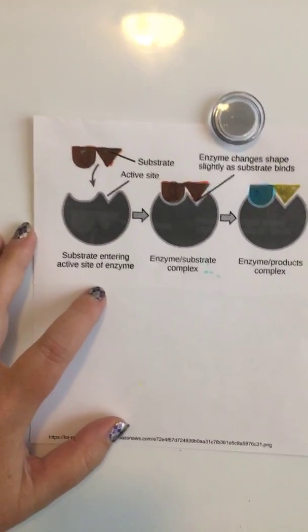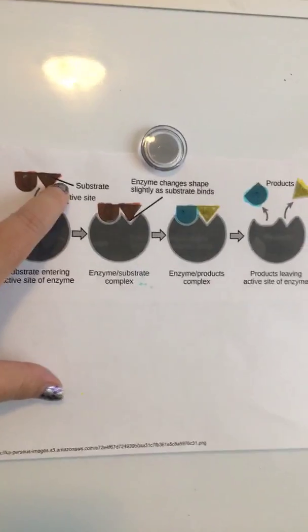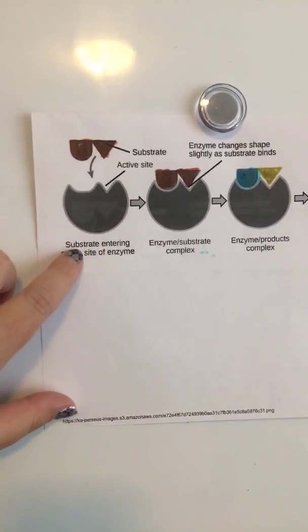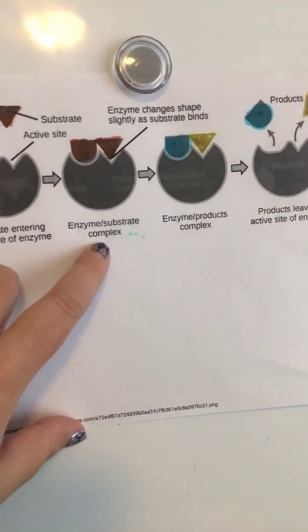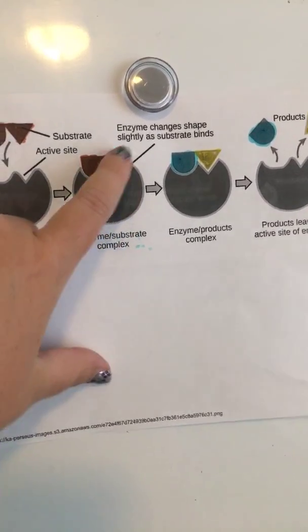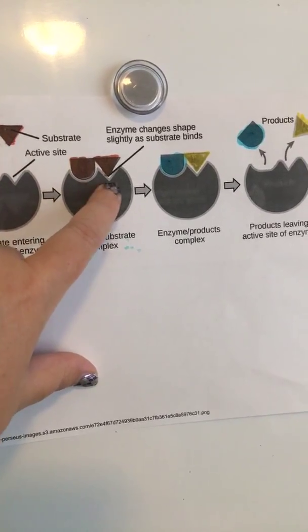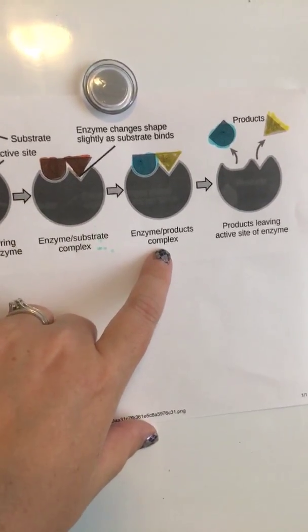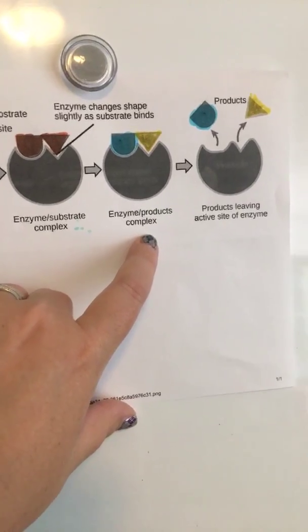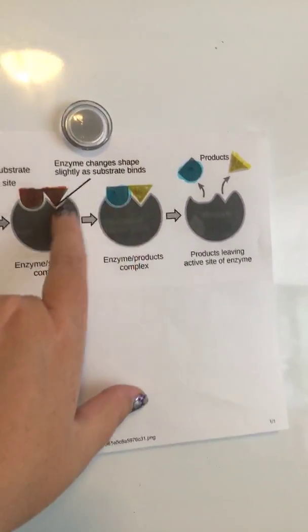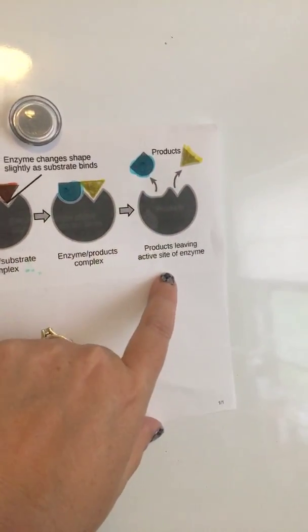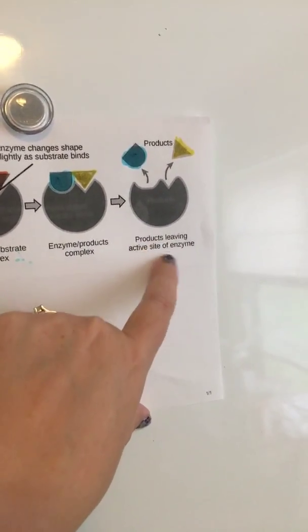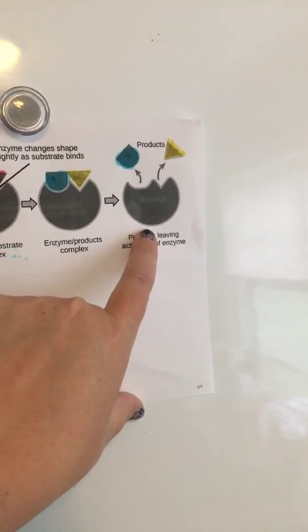Then another thing that you want to remember is what these things are called. You have your substrate and you have your active site. Then you have your substrate entering the active site of the enzyme. The first step is the enzyme substrate complex, and the enzyme is going to change shape slightly as it binds. Then you have your enzyme product complex because you see the color change, so the substrate got converted into the product, and then you're going to be releasing the products, leaving the active site of the enzyme ready to be reused.